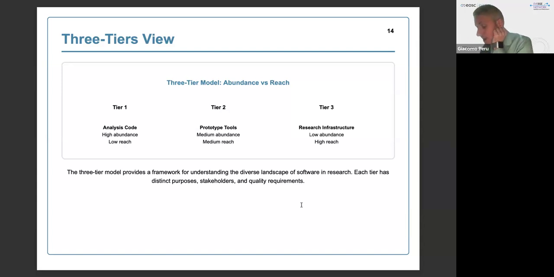Research infrastructure shows low abundance and high reach. This tier represents broadly applicable research software with the widest reach, often maintained by large distributed development teams and serving as foundational tools for many researchers. This three-tier model originated from the Australian Research Data Commons as part of their National Agenda for Research Software and has gained international recognition.